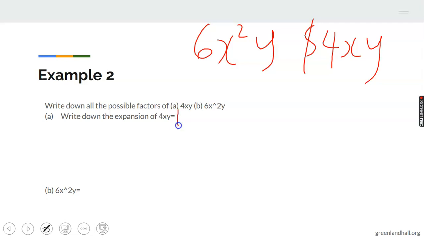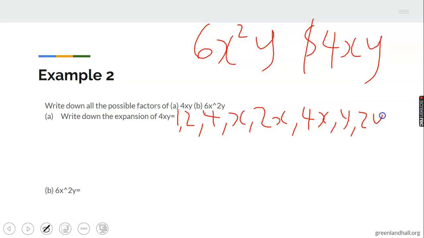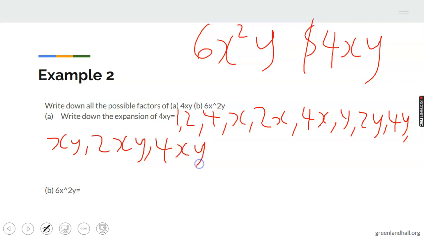Let's list them out. We have 1, 2, 4, x, 2x, 4x. We have y, 2y, 4y. Then we have xy, 2xy, 4xy. Okay, I think that's all.